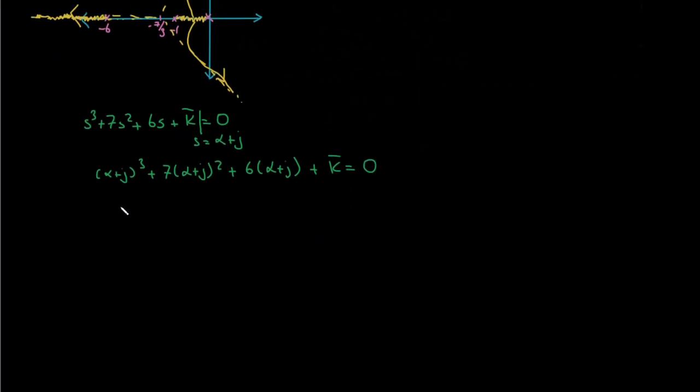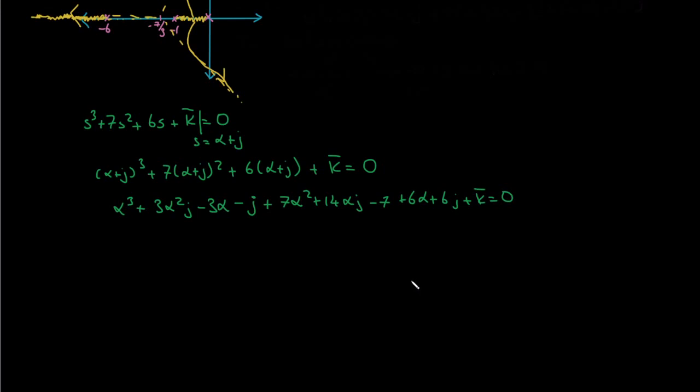And that will be equal to what? Alpha cubed plus 3 alpha squared j and j squared minus 3 alpha and minus j, right? And plus 7 times alpha squared plus 14 alpha j and minus 7, right? Minus 7 plus 6 alpha plus 6j plus k bar is equal to 0.